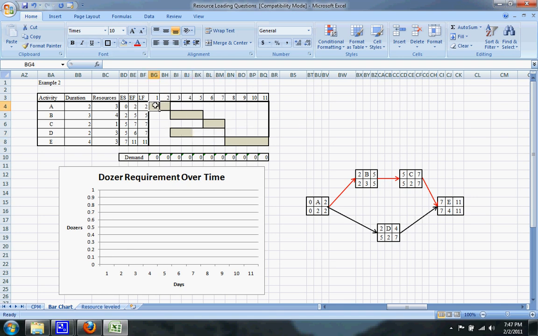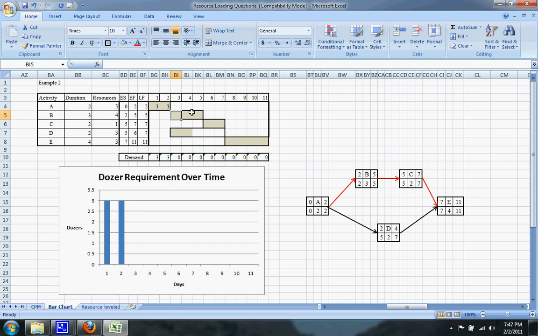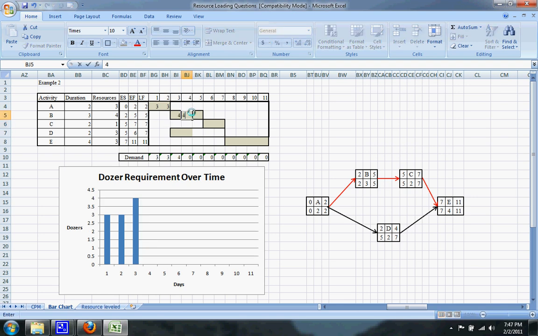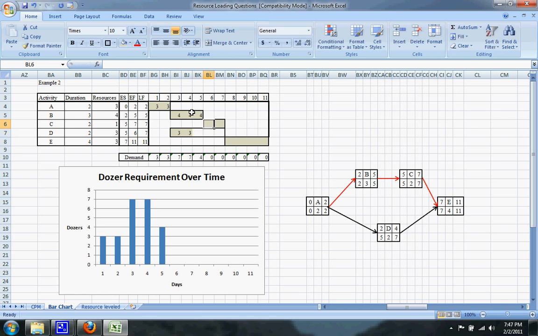And then I'll just put the resources in here, and it'll create the dozer requirement over time chart. So as you can tell from the chart below, the dozer requirement over time is not level at all, which is really inconvenient on a job site, bringing in dozers and taking them out every day. So we're going to go ahead and resource level this now. It'll make it a lot nicer.